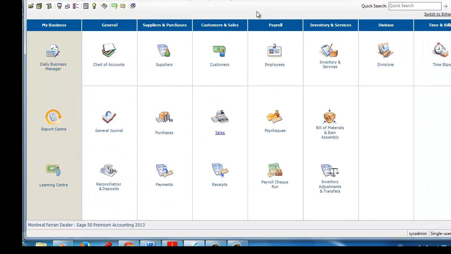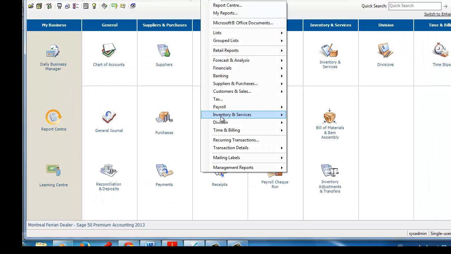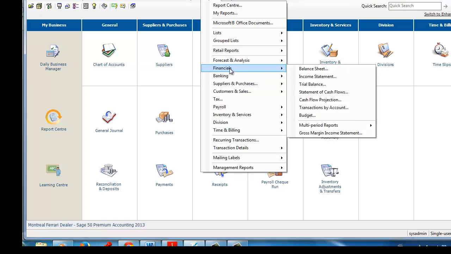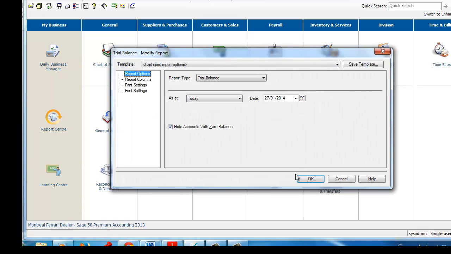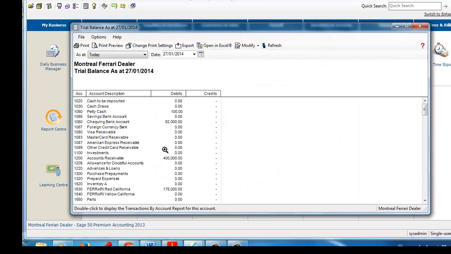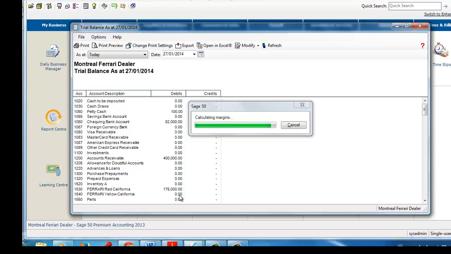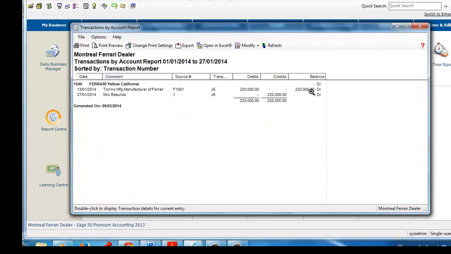So therefore, if I would go to our general ledger, this is amazing what we can do with accounting software. Let me go to our general ledger. Here we go, which is our trial balance. I'm saying hide the columns, but I'm going to open up all the zero accounts. And the moment I go to the yellow Ferrari, notice there's zero. Here we go. We originally had a debit of $220,000. Then when we sold the automobile, we credit the account.